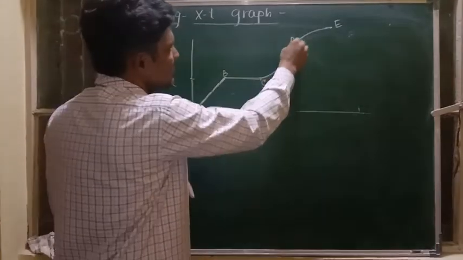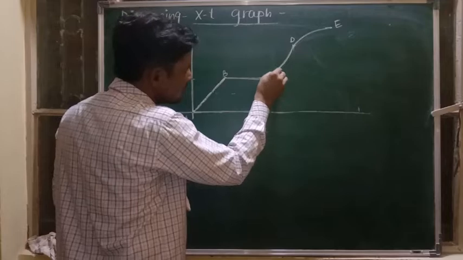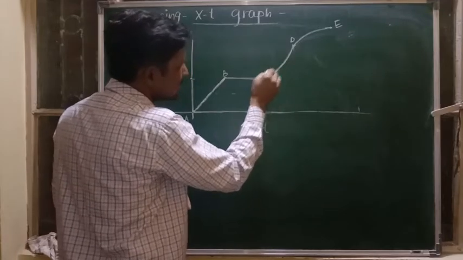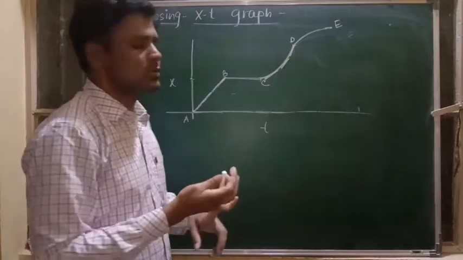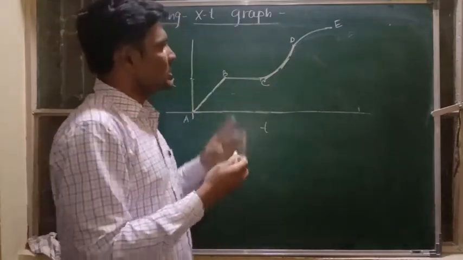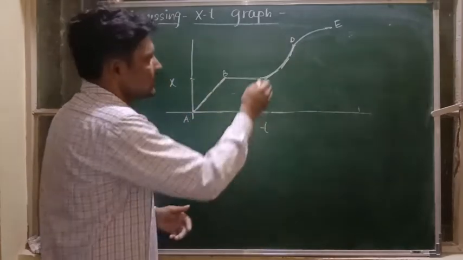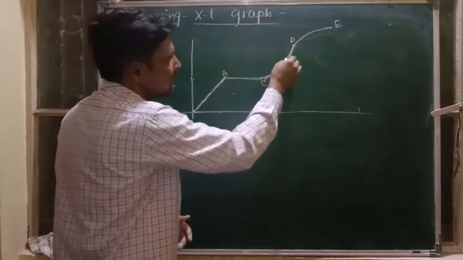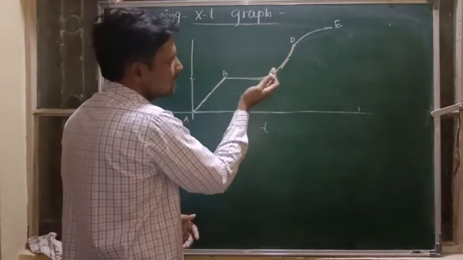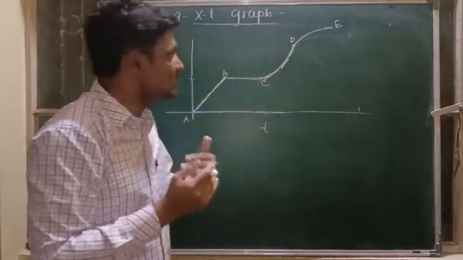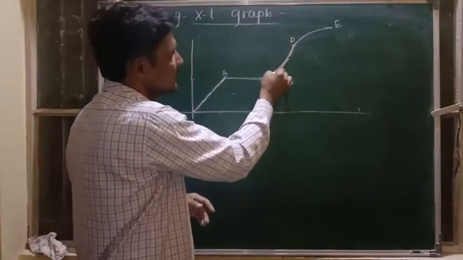From C to D, what can we calculate? If you draw the slope at these points, you can find the slope increases. And what does the slope show here? The slope shows the velocity or speed of the object. Here the slope is less and it goes on increasing continuously with a constant value. Therefore here the velocity increases constantly. So in this region the object is accelerated.